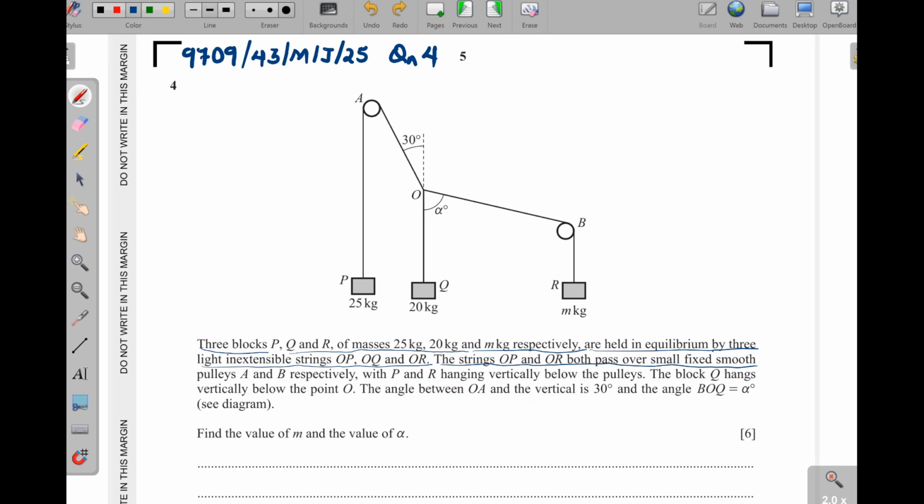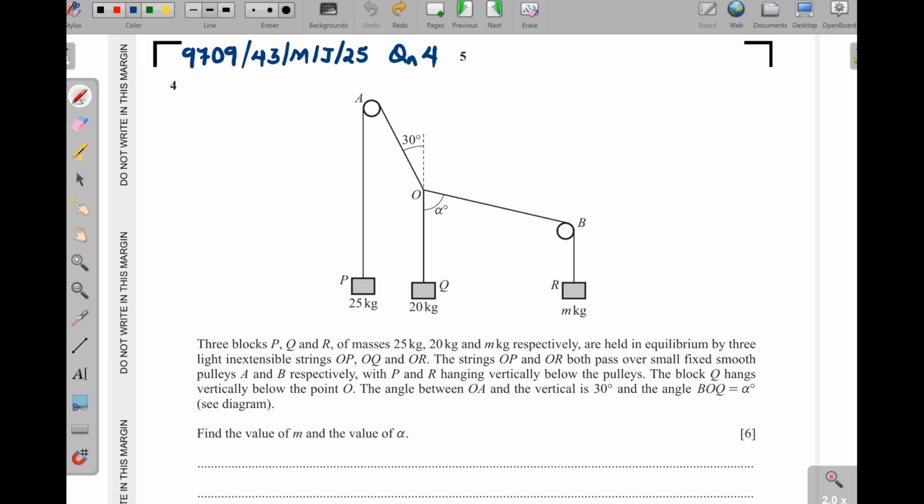Now these are connected particles. We need to identify the forces that are acting on these particles. Then after that, the forces that are not, let's say, vertical or horizontal, we resolve them. All right, now let's look at this one here.